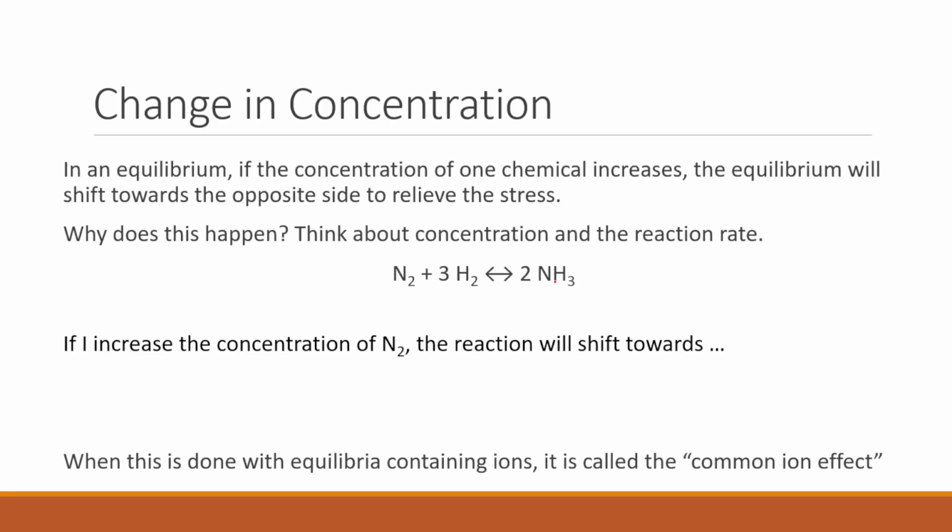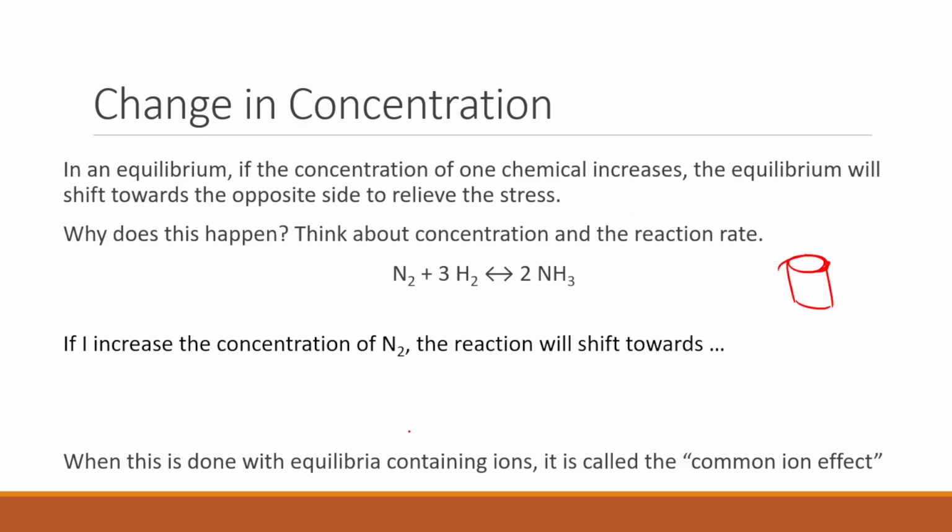So let's look. Here we have the Haber process, the creation of ammonia. It exists at equilibrium where N2 and 3 H2s collide together to make 2 ammonia molecules, and 2 ammonia molecules collide with each other and break down to make H2 and N2. This equilibrium exists in some sort of closed container.